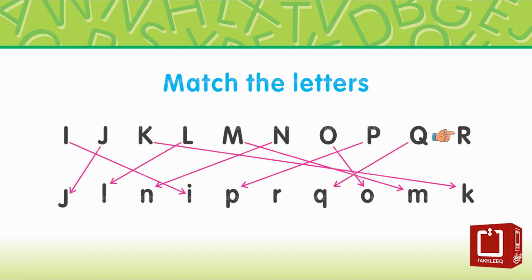This is capital letter R. Now we search small letter r in the second row. J, L, N, I, P, R. Yes, this is small letter r. So we match capital letter R with small letter r.